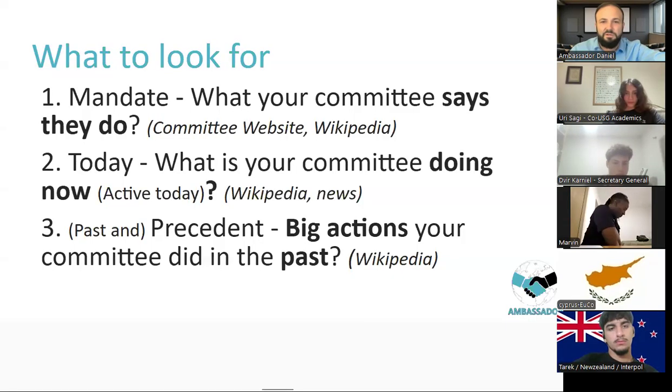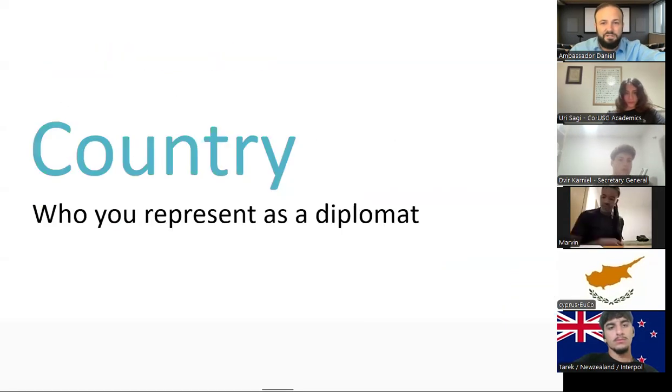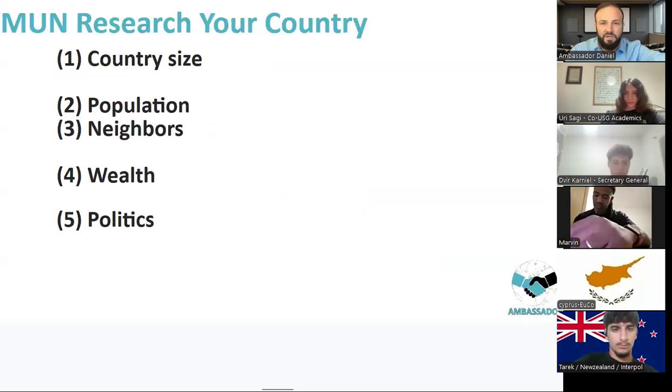So next we move on to country. Now for country again, there can be an endless amount of data. And this is why we need to turn it into human information that we can use. For country, I would say there are five things you want to research, which are basic: size, population, neighbors, wealth, and politics. And then two committee specific ones, which are: are things getting better or are things getting worse? And I'm going to get there in a minute.